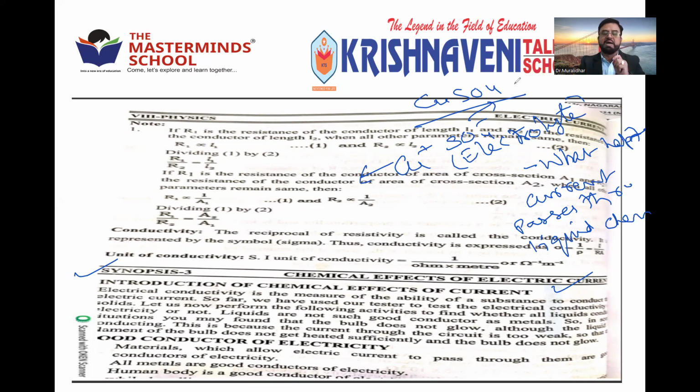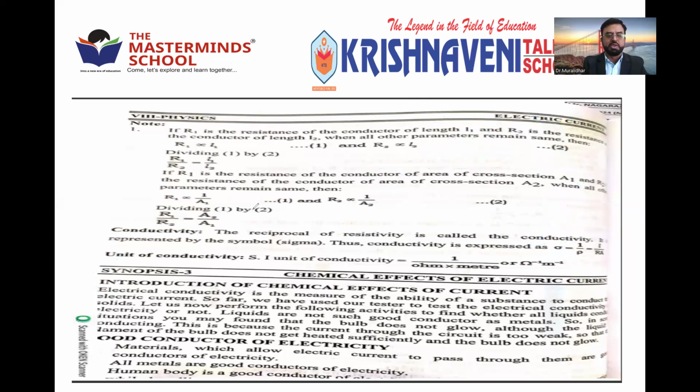Like that, whenever you are passing current through a liquid chemical, the chemicals are decomposed into ions. Such an effect of current is called the chemical effect of electric current. In day-to-day life, there are a lot of uses and applications, so you can see that. Just see here the introduction to the chemical effect of electric current. Electrical conductivity is the measure of the ability of a substance to conduct the electric current.